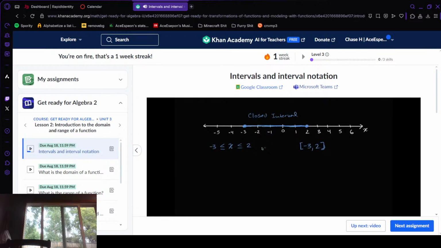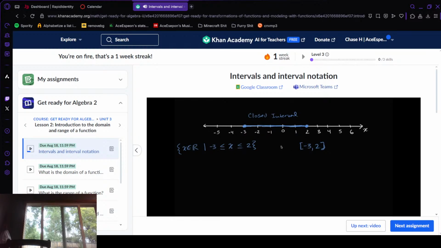Now sometimes you might see things written a little bit more mathy. You might see something like x is a member of the real numbers such that. I could put curly brackets around it like this. These curly brackets say that we're talking about a set of values, the set of all x's that are a member of the real numbers. This is just fancy math notation. I'm using the Greek letter epsilon right over here to say member of the real numbers, such that, this vertical line here means such that, -3 is less than or equal to x is less than or equal to 2.